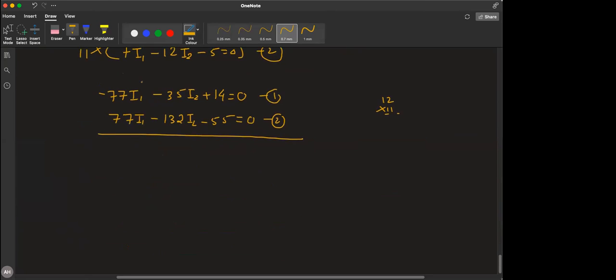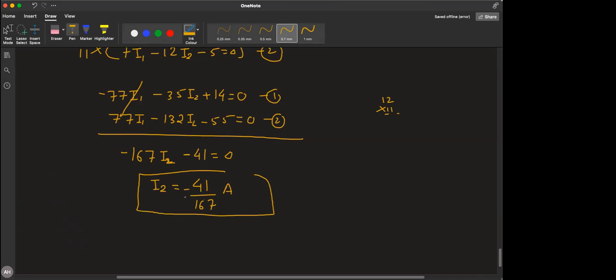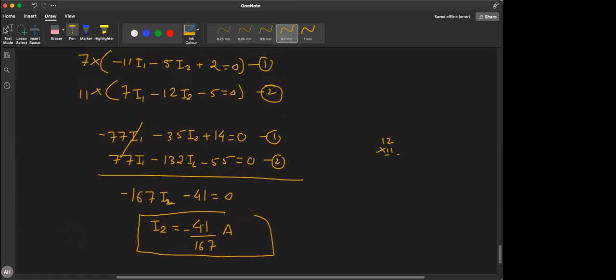They get cancelled out. So minus 35 minus 132, that is minus 167I2. And this is minus 55 plus 14. So how much is it? It's 45, 41. So I2 is 41 by 167 with a negative sign. So this will remain as it is, no cancellation. This much of ampere. Now see, after calculating I2, let's calculate I1, and then we will discuss the significance of this negative sign.